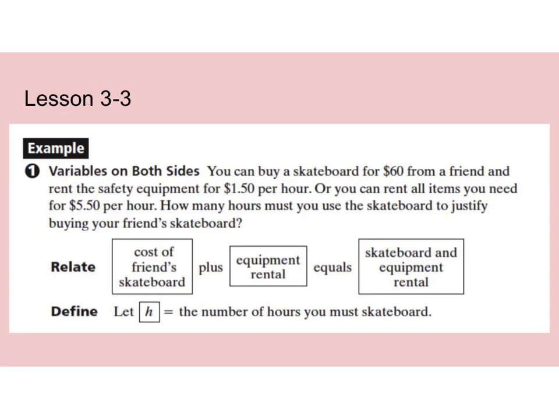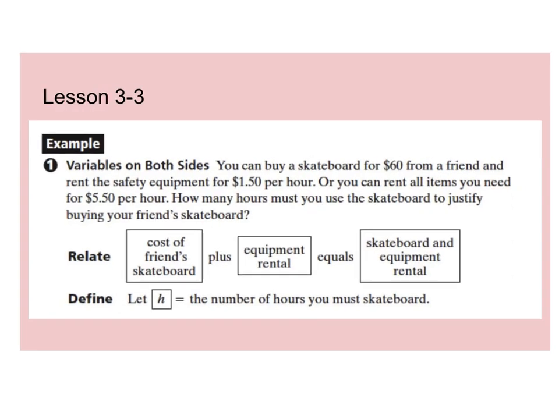In our first example, we have variables on both sides. So let's look at this real world situation. We're trying to decide whether we want to buy a skateboard for $60 from a friend and rent the safety equipment, or just rent everything we need for $5.50 an hour. So in order to solve this situation, we want to find out how many hours we must use the skateboard in order to justify buying it from our friend.